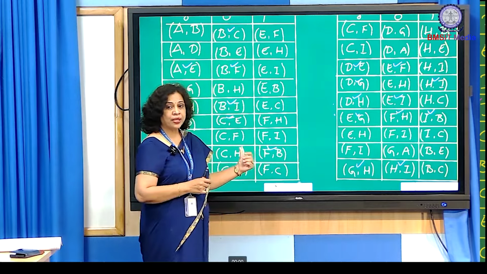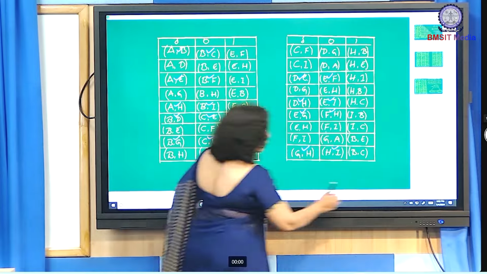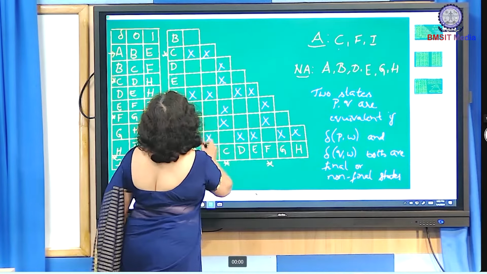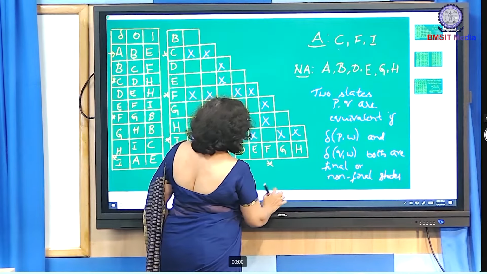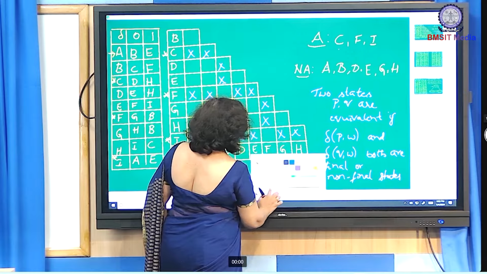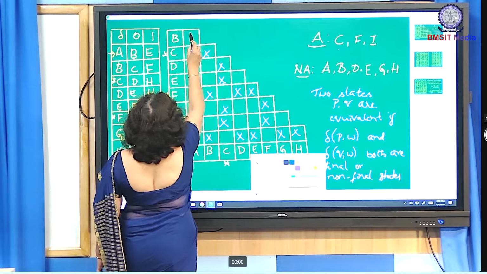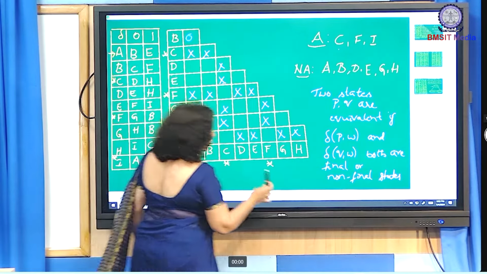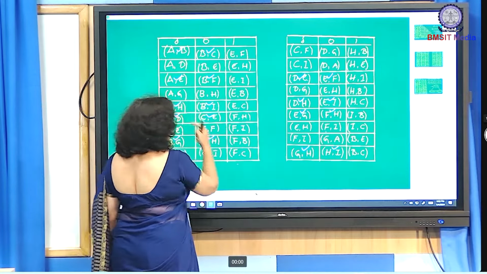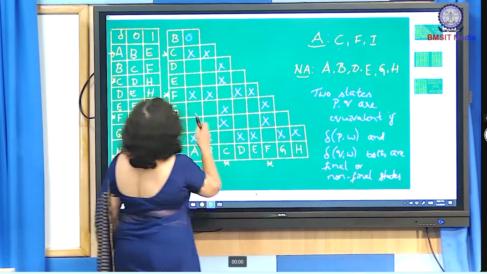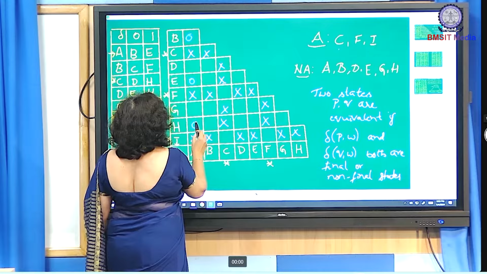So let me go back to the staircase and do these entries. AB, AE, AH, I will use a circle. Let me use a different color. So AB, AE, AH.